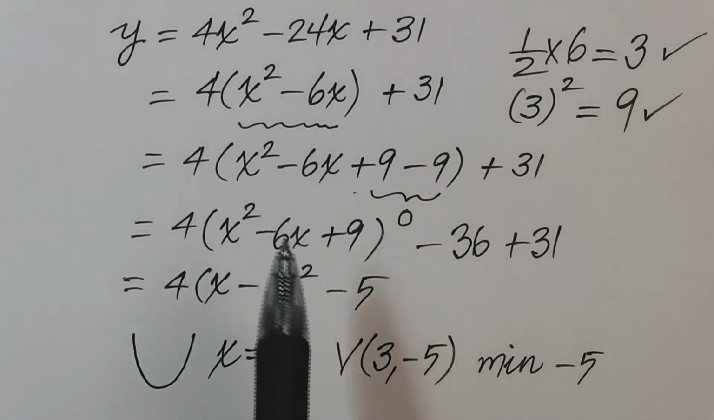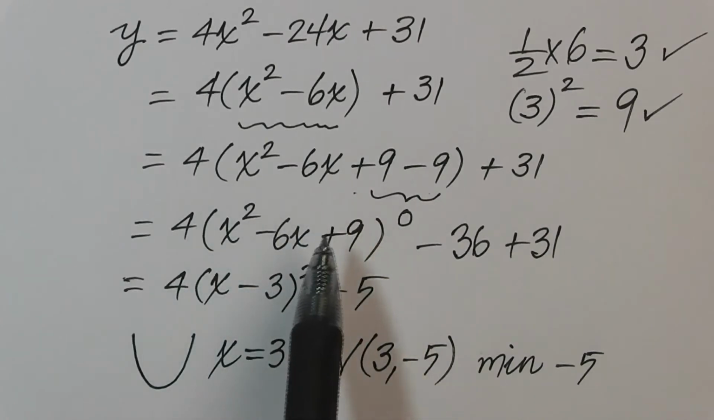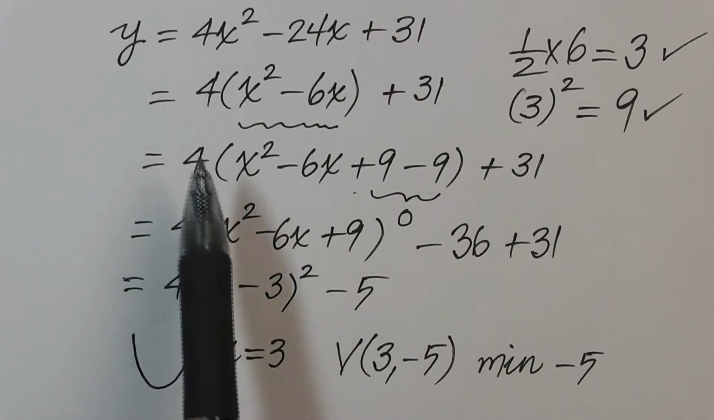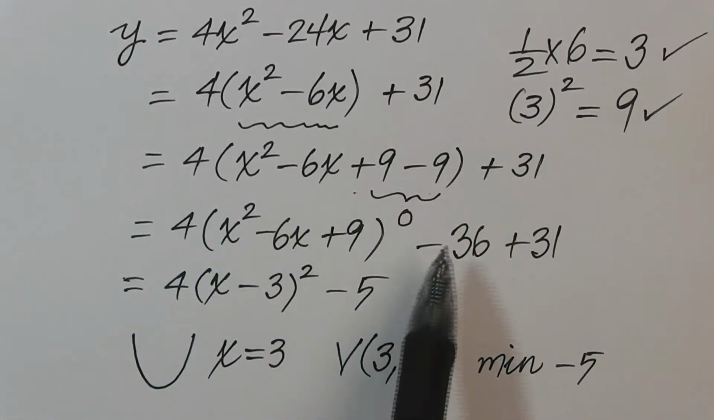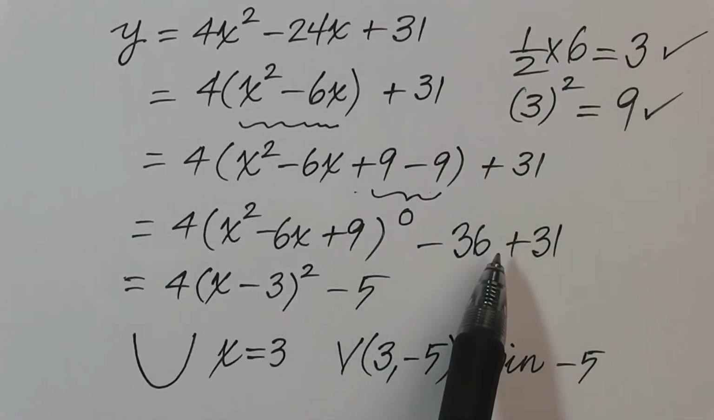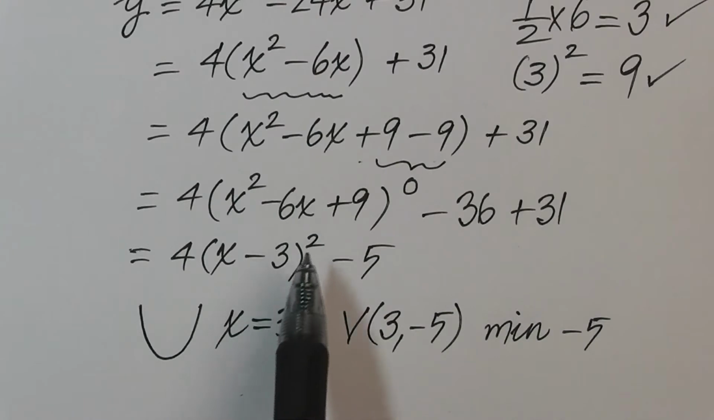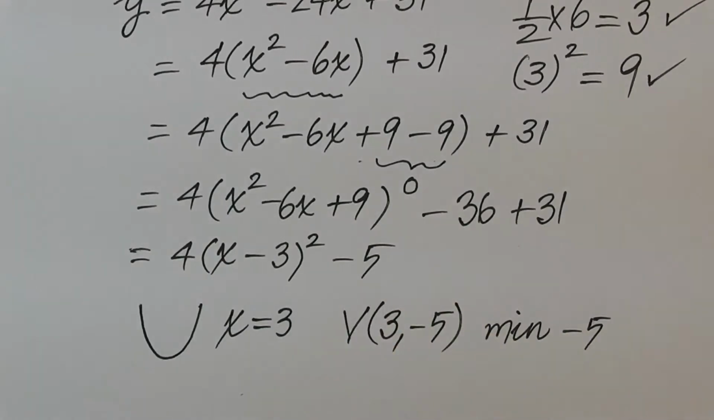Group these first three terms: x squared minus 6x plus 9. This minus 9 multiplies with the number outside. Minus 9 times 4, minus 36, plus 31. This factors to x minus 3 squared. Minus 36 plus 31 is minus 5.